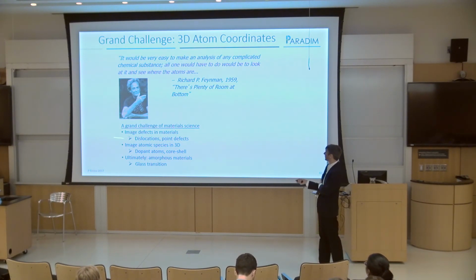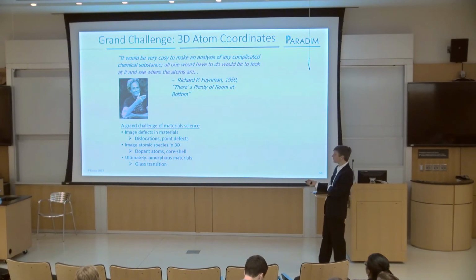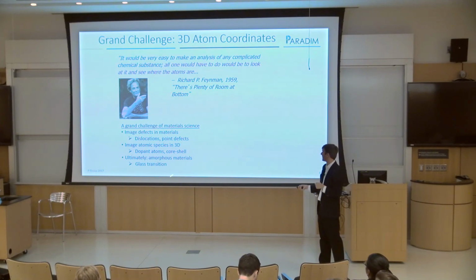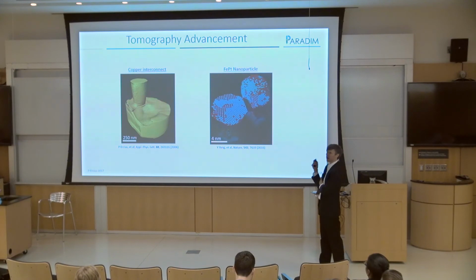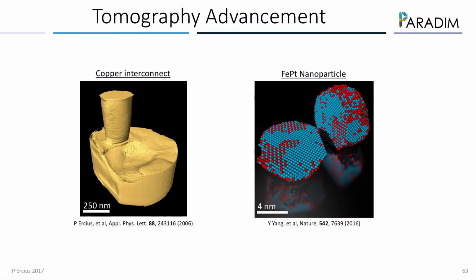OK? So we want to look at dislocations, point defects, dopant atoms, core shell. No one can see what the interface between a core shell particle looks like, because it's round in 3D and it's at the atomic scale. So how do you even look at that? Glass transition, ultimately amorphous materials, right? So I just want to say where I started and now where we are these days.